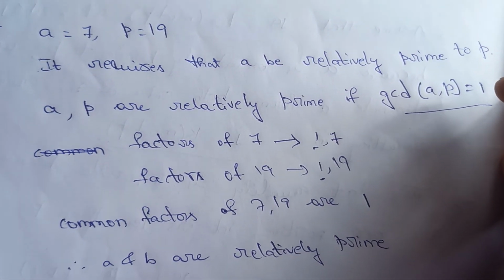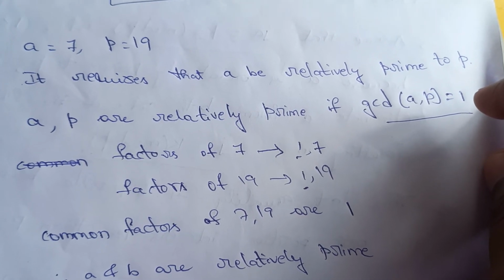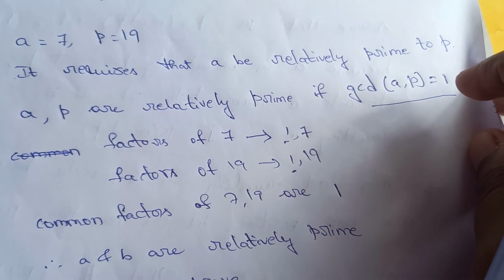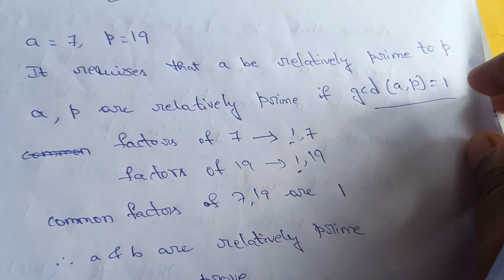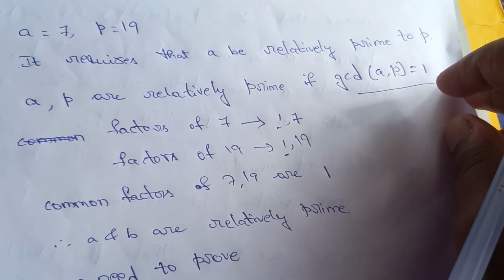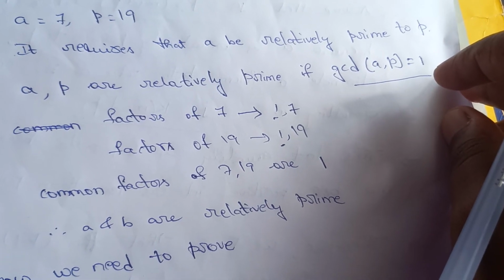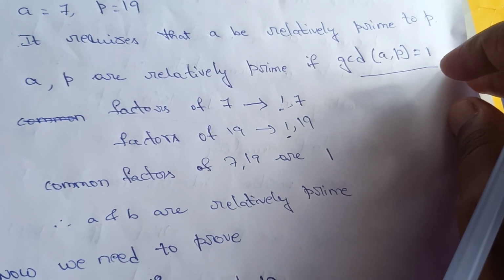It requires that a be relatively prime to p. So for Fermat's theorem, we should take a relatively prime to p. When can we say they are relatively prime? If GCD of a comma p equals 1, then both a and p are relatively prime.